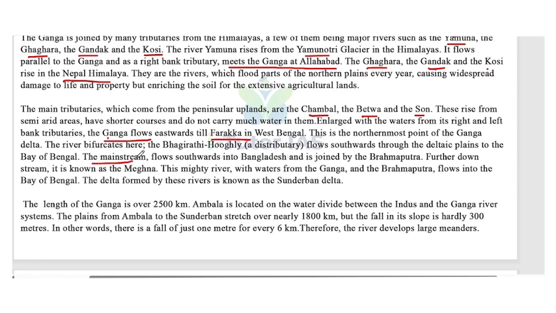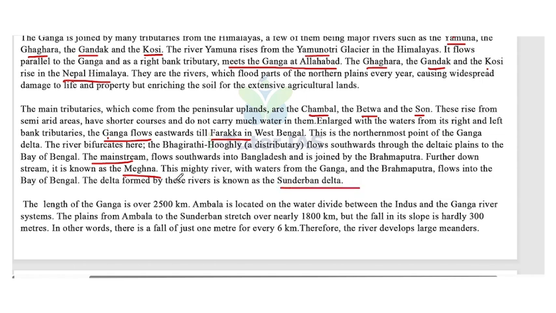Now, the mainstream Ganga flows southward into Bangladesh and is joined by the Brahmaputra. Then further down, this is known as Meghna. This mighty river with waters from Ganga and Brahmaputra flows into the Bay of Bengal. The delta formed by these rivers is known as the Sundarban Delta.